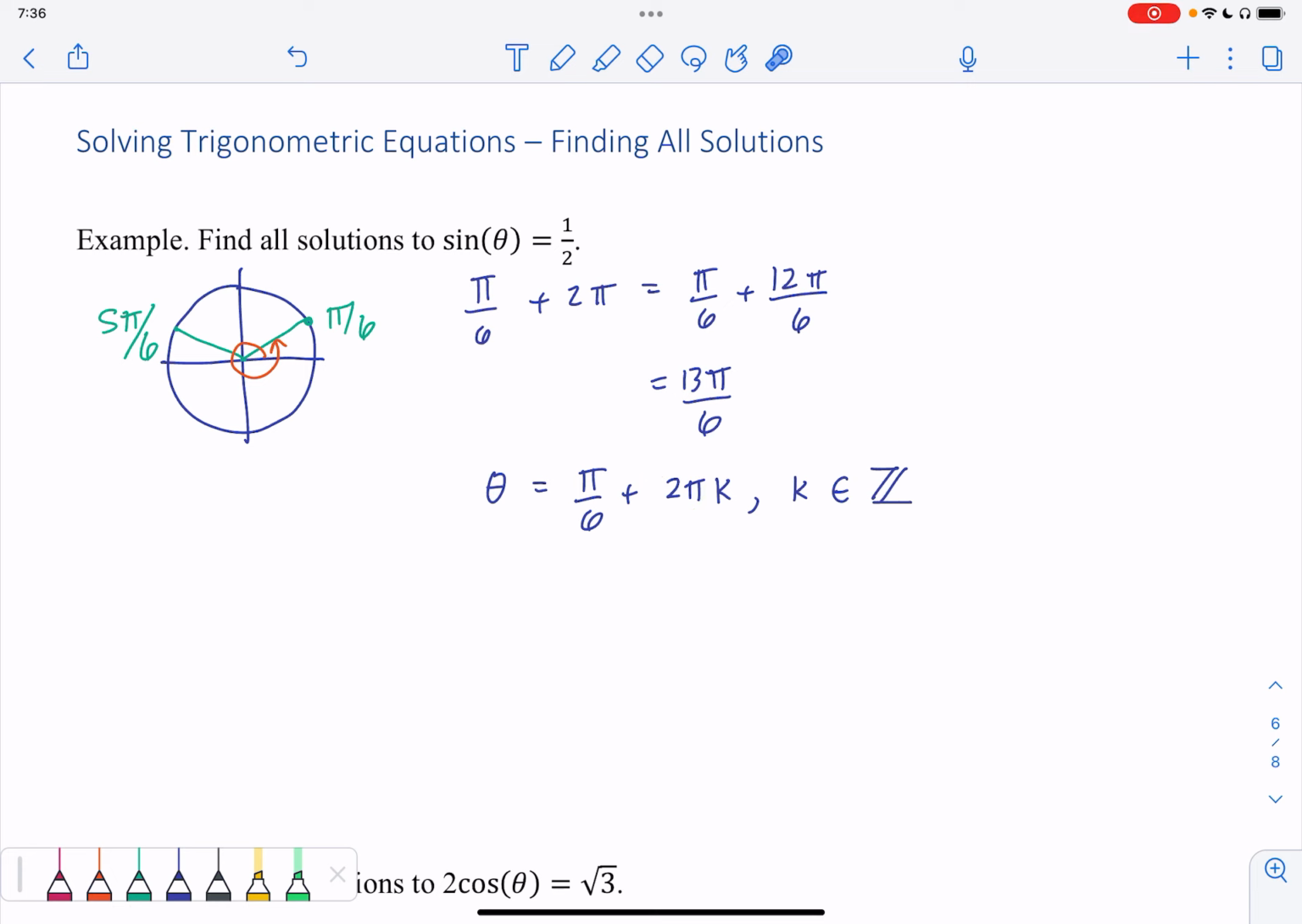We can do the same thing for 5 pi over 6. Now, can I include that 5 pi over 6 somehow in this jump? No, because the jump from pi over 6 to 5 pi over 6 and the jump from 5 pi over 6 back to pi over 6 are not the same. They're not that same opening, and so that's going to make it tricky. So 5 pi over 6 just gets its own. So it's 5 pi over 6 plus 2 pi k. And again, k is just an element of the integers.